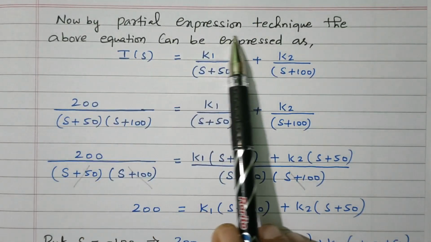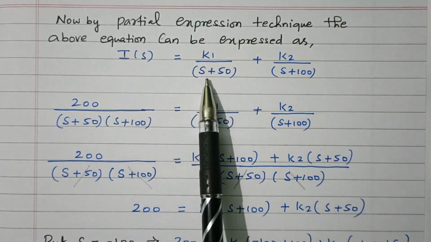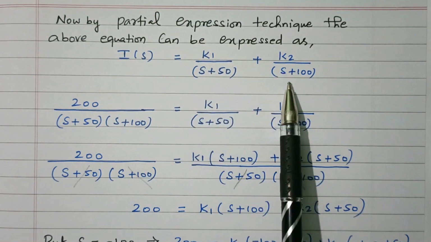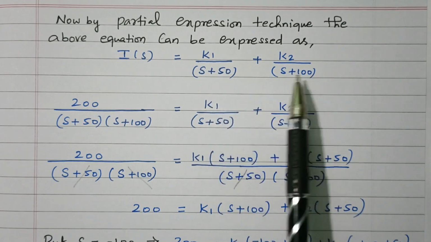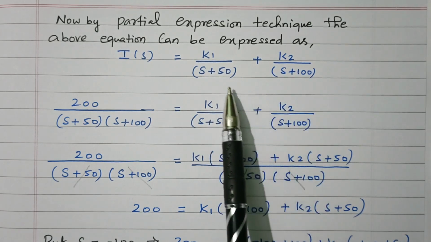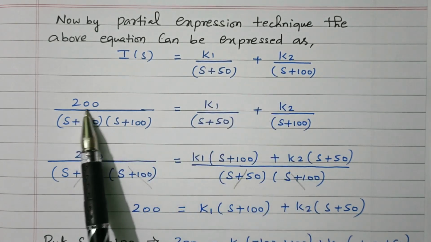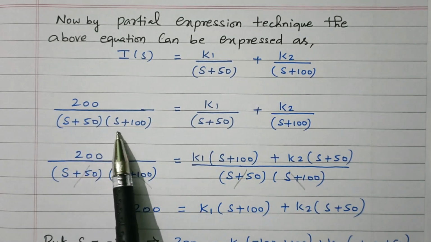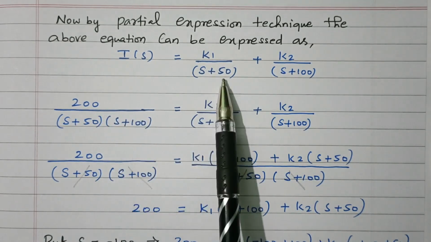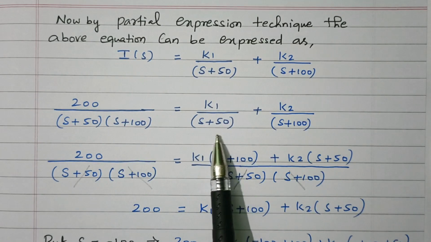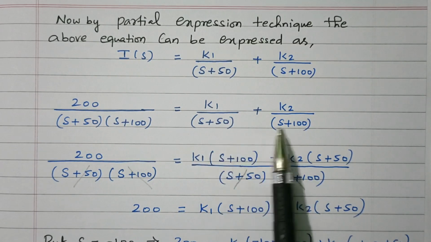By the partial fraction technique, the above equation can be expressed as I of S equal to K1 divided by S plus 50 plus K2 divided by S plus 100. Now this term is split, and we can easily take the inverse Laplace of this expression. But we need to find the values of K1 and K2. Equation 1, 200 divided by S plus 50 into S plus 100, is equal to this partial fraction form, K1 divided by S plus 50 plus K2 divided by S plus 100. Now we'll take the LCM.